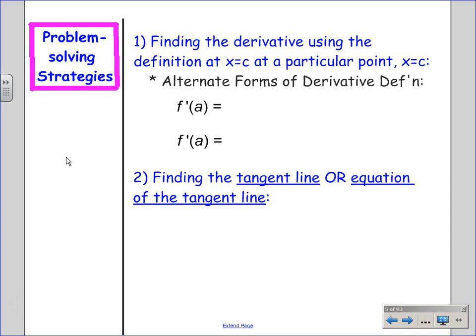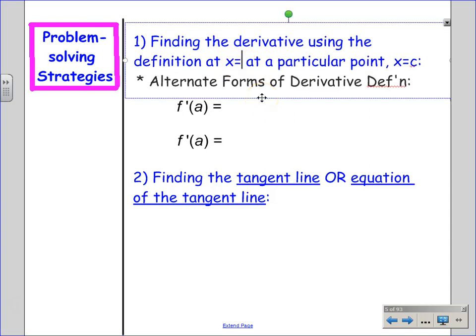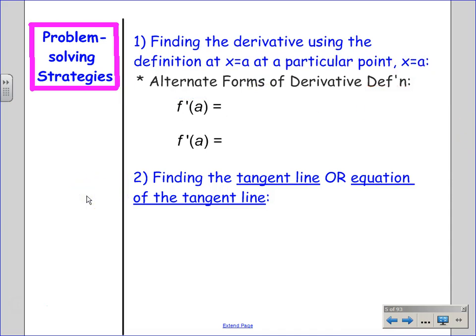Using the definition of the derivative at x equals, wait a minute, c, and then I put a, that's confusing. Can you guys change these little c's to a's for me? You can make them c's, you can make them a's. As we saw in last chapter, they can use a's, b's, c's, k's. K's are always y values though, but let's make them so everything matches. So if we're going at x equals a, trying to find the derivative at a particular point, x equals a, then we're going to be finding f prime of a.